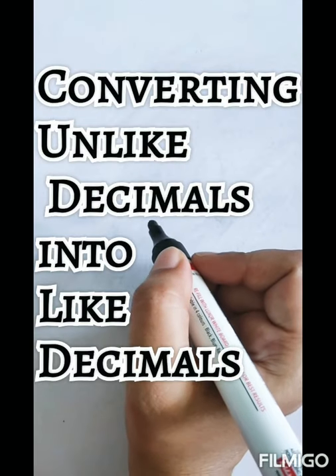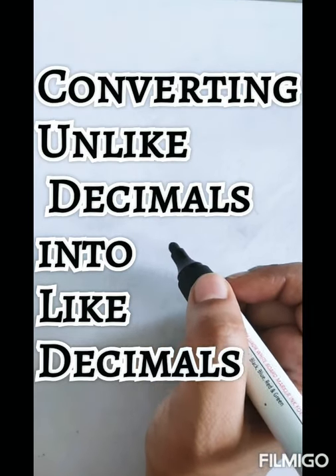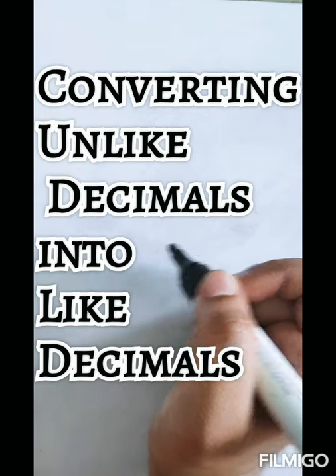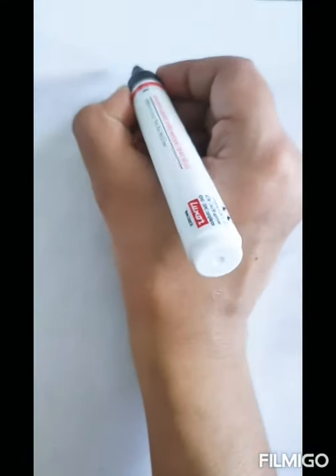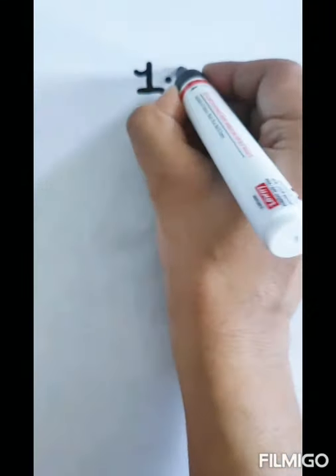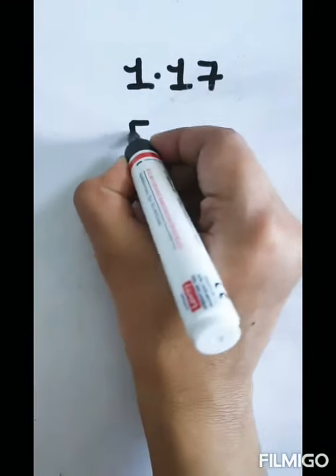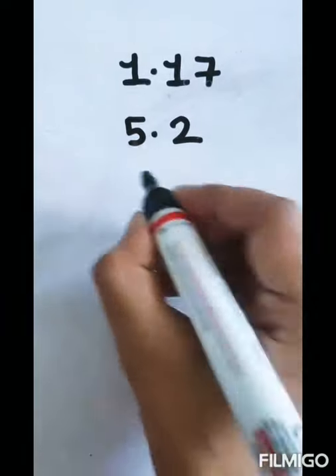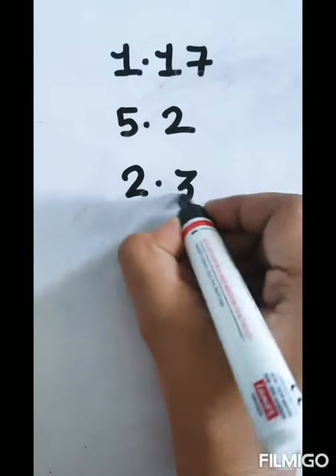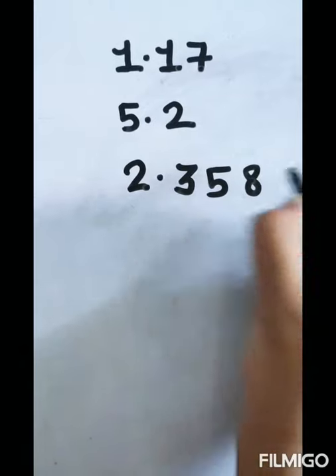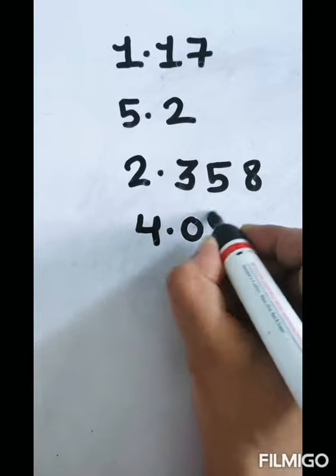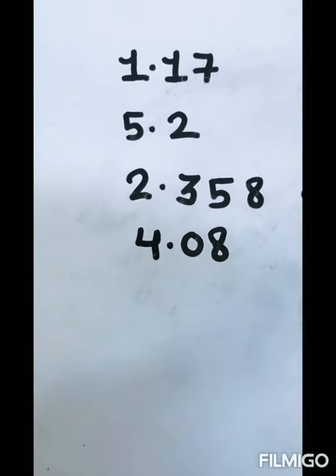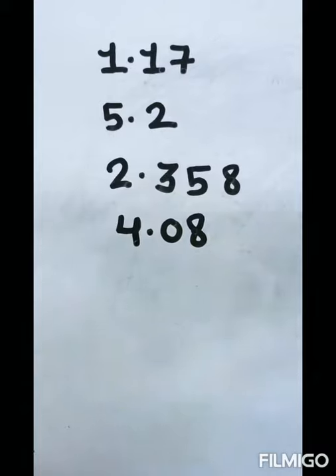Here is one more interesting thing. We can convert any unlike decimals into like decimals also. Like, I am writing a set of decimal numbers here. The first number is 1.17. Another number is 5.2. Next number is 2.358. And another number is 4.08. Now we have to convert this set of decimals into like decimals.